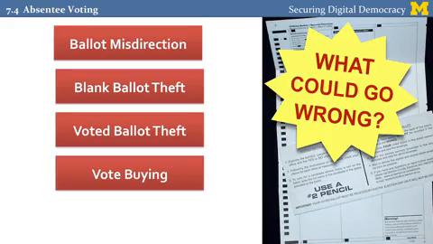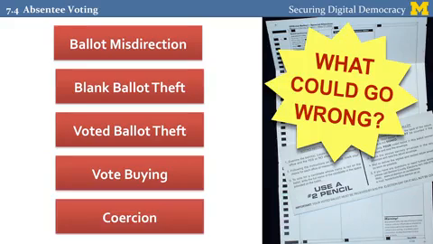Another issue is vote buying. Since your ballot is blank, you just need to sign the outer envelope. You could sign it and then sell the blank ballot and envelope to a criminal. This is something that vote by mail makes super easy.